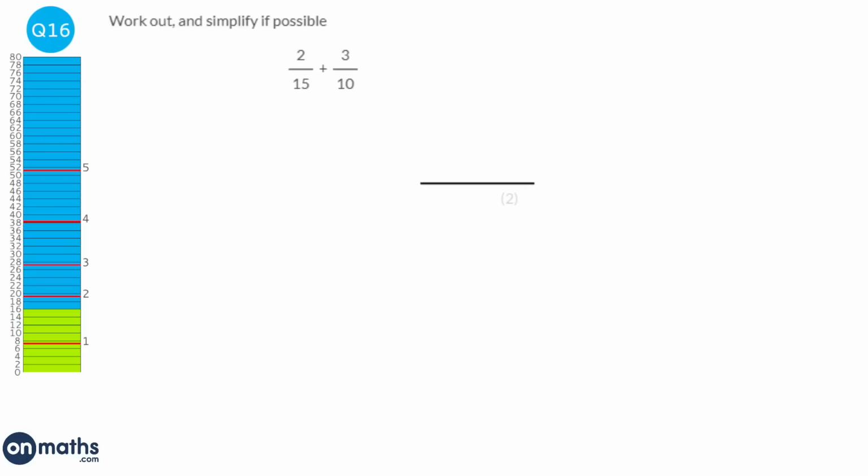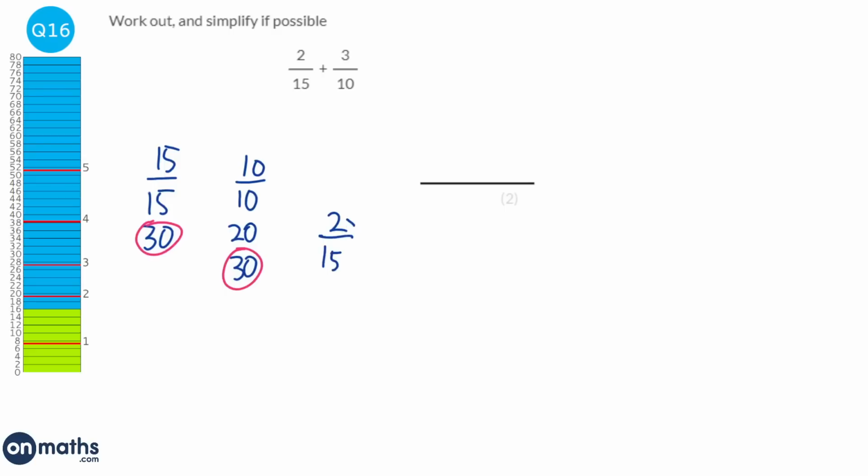These fractions have different denominators, so we need to make sure they're the same before we can add these fractions. So we've got 15 and we've got 10. So what we can do is just quickly write out the 15 and the 10 times table. And we don't have to go very far before we realise that 30 is in both of them. So we need to get the bottoms of these fractions to 30. So for 2 over 15, all we do is we times top and bottom by 2 to get to 30. So it becomes 4 over 30.